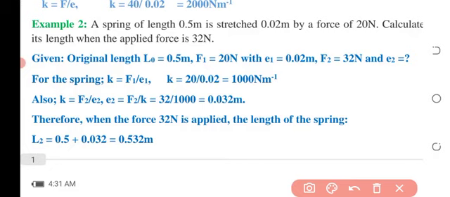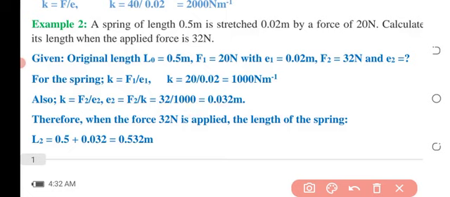Now force constant K is given as F over extension, and that is what we have here. So force constant K equals F1 over E1, and that is 20 over 0.2, and that will give us 1000 Newton per meter. We can use this to calculate the extension that the second force, 32 Newton, will produce, making it the subject of the formula in this equation. So we have F2 over K, and that is 32 divided by 1000, and that will give us 0.032.